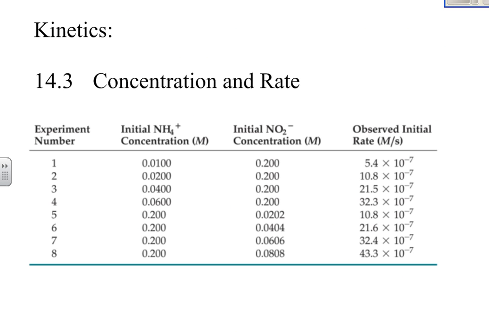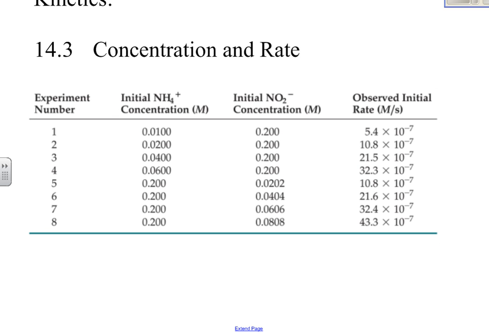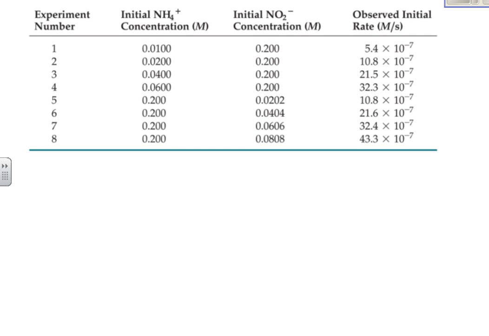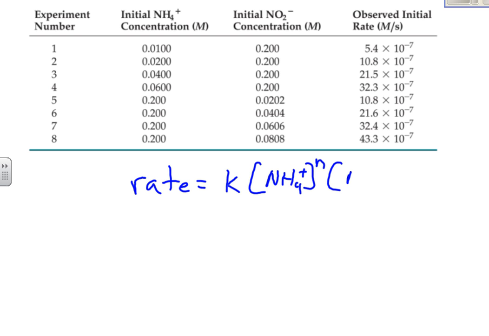Now if we look back at this data again, there's another way to come up with the rate law for the reaction. So let's go down here. We know that the rate law has to be something of this form: rate equals a constant, times the concentration of the ammonium ion raised to some power, times the concentration of the nitrite ion raised to some power.